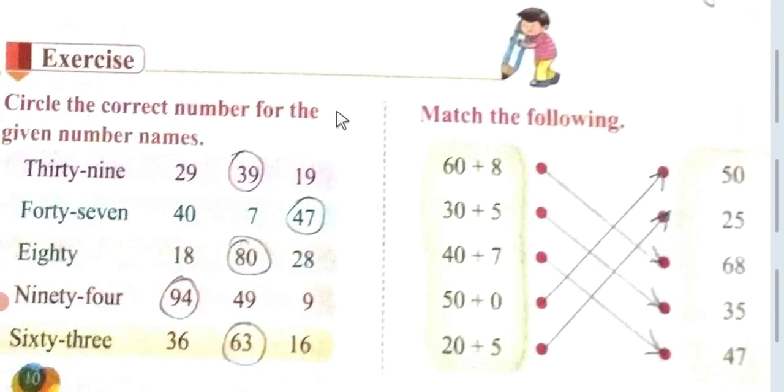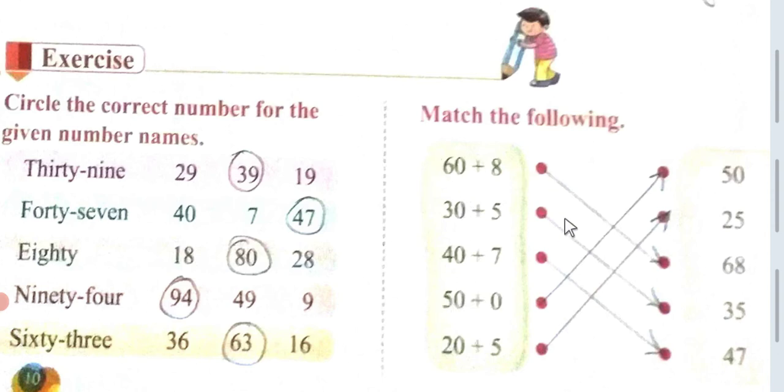Circle the correct number for the given number's name. 39 I have circled, 47 I have circled, 80 I have circled, 94 I have circled, and 63 also I have circled. Now match the following. As I have said, I have done it with pencil and scale. I want each of my students to do the work very carefully and neatly.